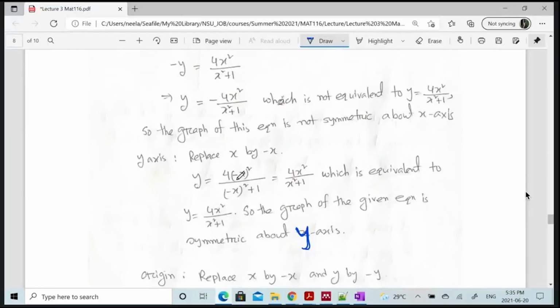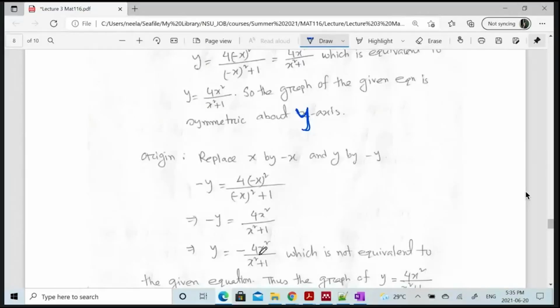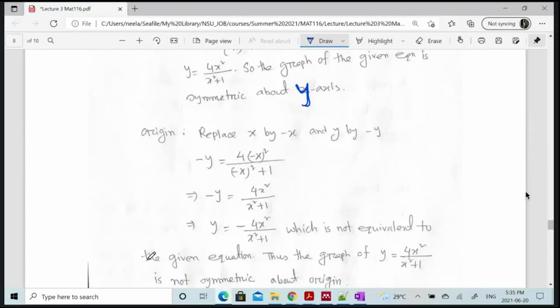For origin, replace x by minus x and y by minus y, and if we do the simplification, we will have an extra minus there. So it's not equivalent to the given equation either.